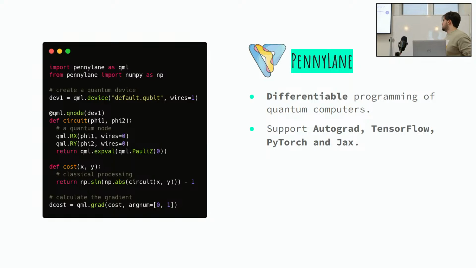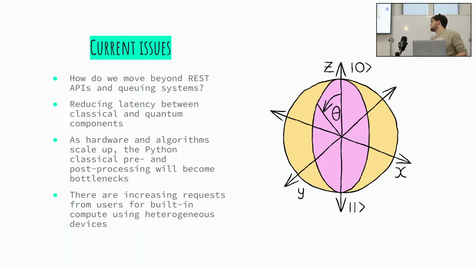We have support for AutoGrad, TensorFlow, PyTorch, and JAX. But everything is not perfect. The current issue with the Python layer is that you don't have direct access to your quantum computer, so you will use a REST API to send your quantum function to the cloud. Then it will be in a queue. You will wait a bit. It will be executed. Then you receive it again, and you see that it makes a lot of latency between the classical and the quantum components, and we would like to reduce that.